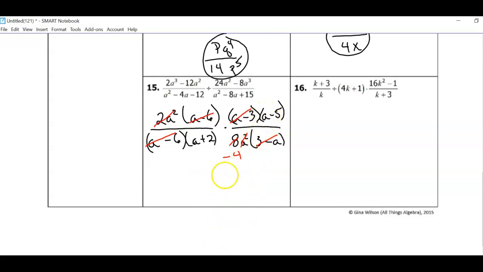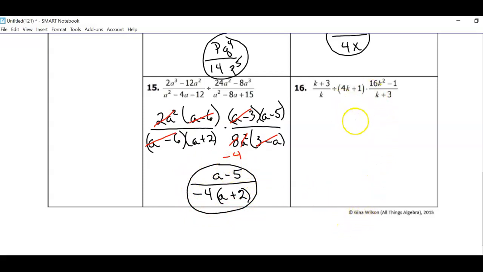Okay, so what I have left is an a minus 5 in the numerator, and in the denominator I have a negative 4, a plus 2. And that will be the final answer.